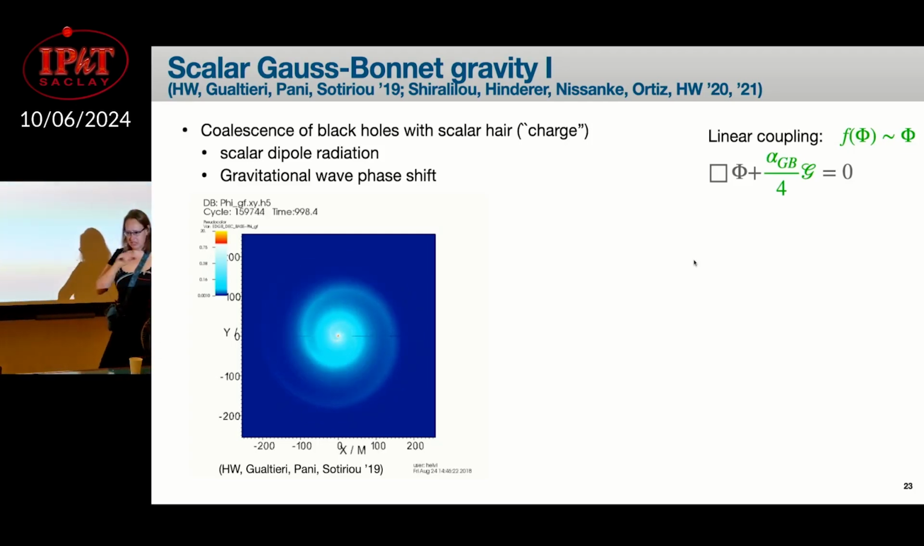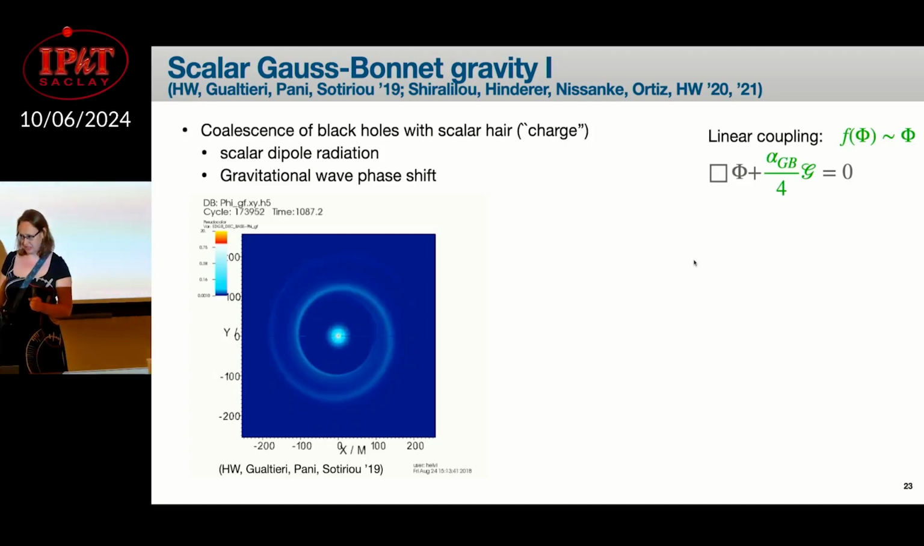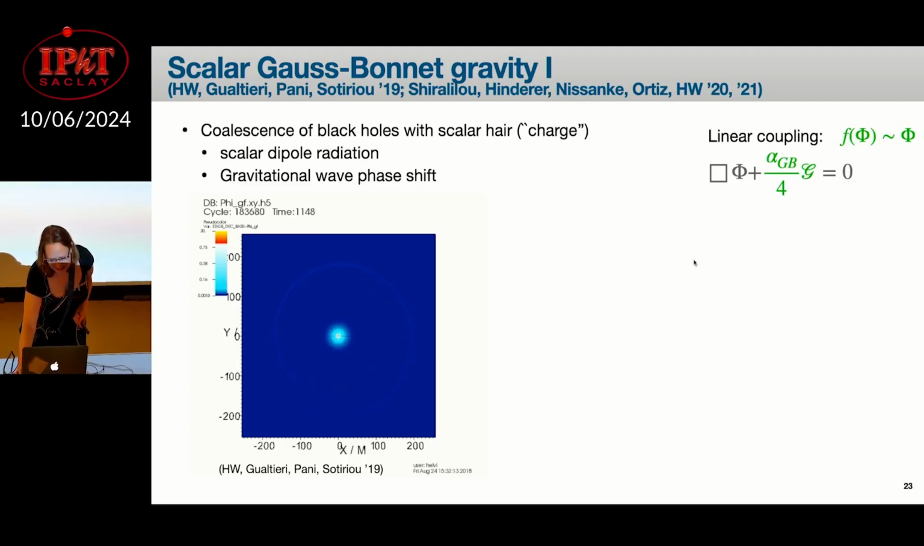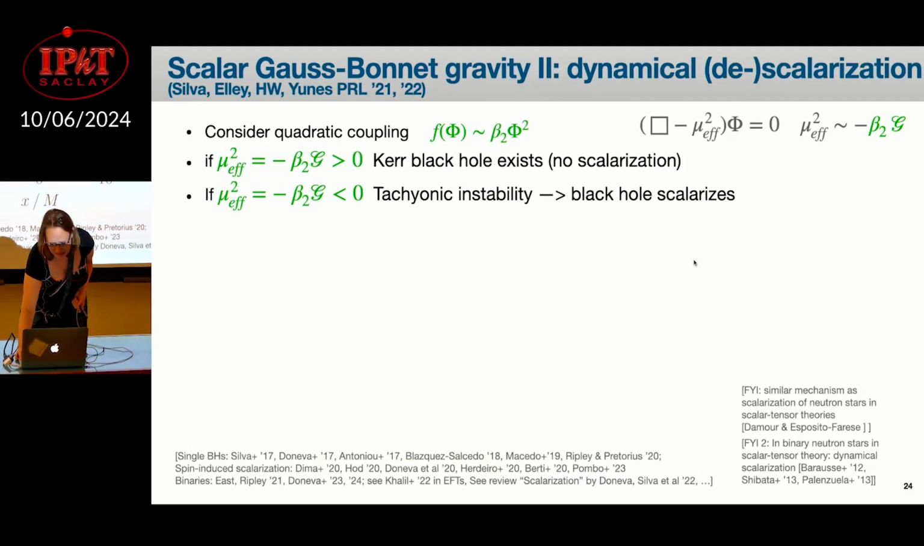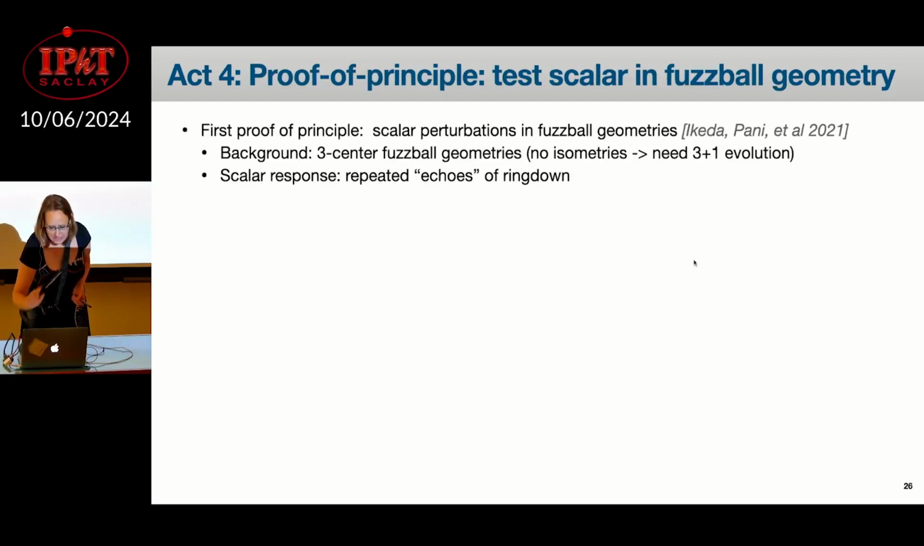So I will just finish with this simulation, and then I want to go to the conclusion and basically pose some of the questions. There are a few more precise computations that people have already done, but the question is, can we use numerical relativity for microstate geometries? There's one proof of principle calculation by Paolo.